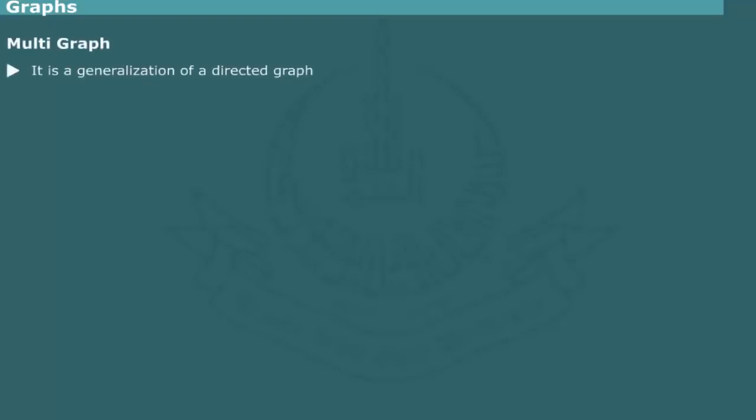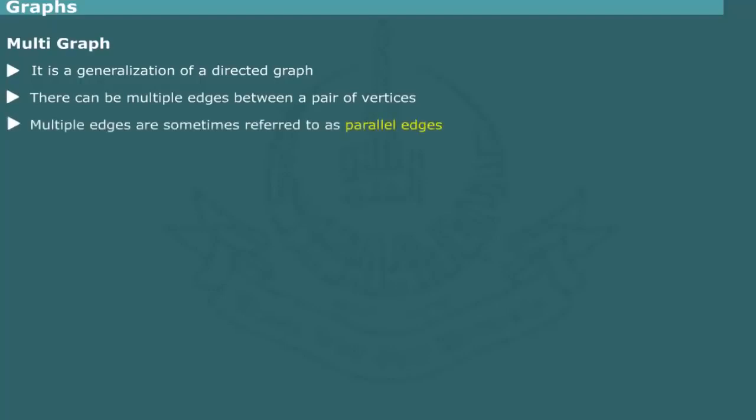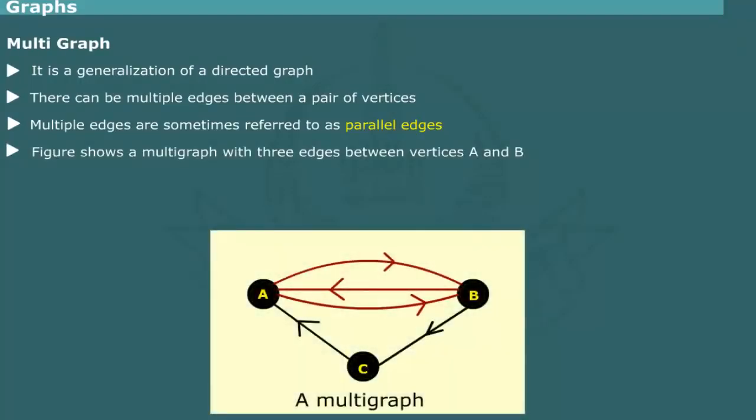Multigraph. A multigraph is a generalization of a directed graph. In their structure, there can be multiple edges between a pair of vertices. Such edges are termed parallel edges. Figure shows a multigraph. Observe that there are three edges between the vertices A and B. There are two parallel edges from A to B and one edge from B to A. A multigraph is used to represent a many-to-many relationship among graph elements.